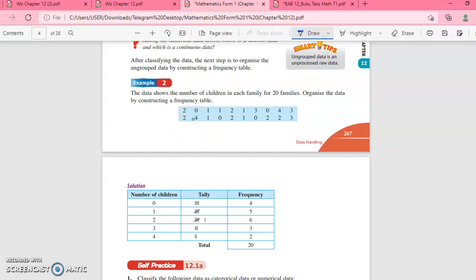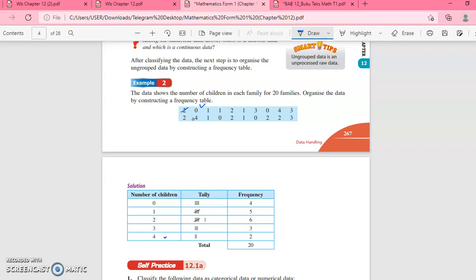First, you need to make a table with the number of children from 0, which is the least number. The largest number will be 4. The number of children will be 0 until 4. Then the second column is tally, and then the frequency. I want you to start from 2.